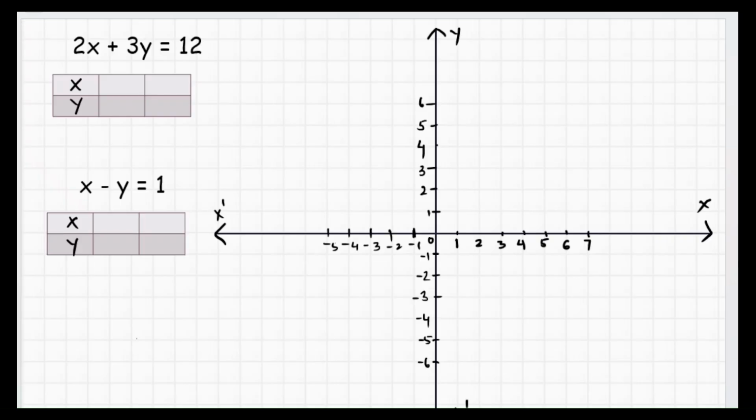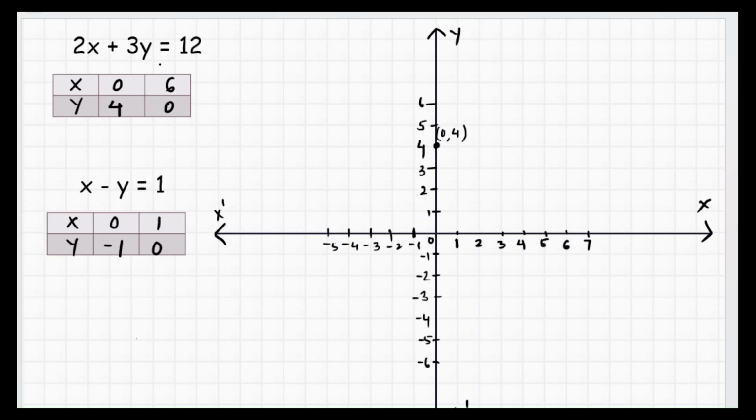Let's do that. So my first equation was 2x plus 3y is equal to 12 and my table of values was x 0, y 4 and then y 0, x 6. For my second equation, x minus y equals 1, x 0, y was minus 1 and y 0, x is 1. So let's put this one. x 0, y 4. Where is x 0? x is 0 on the y-axis and y 4 means this one. So this is the point which denotes 0, comma 4.